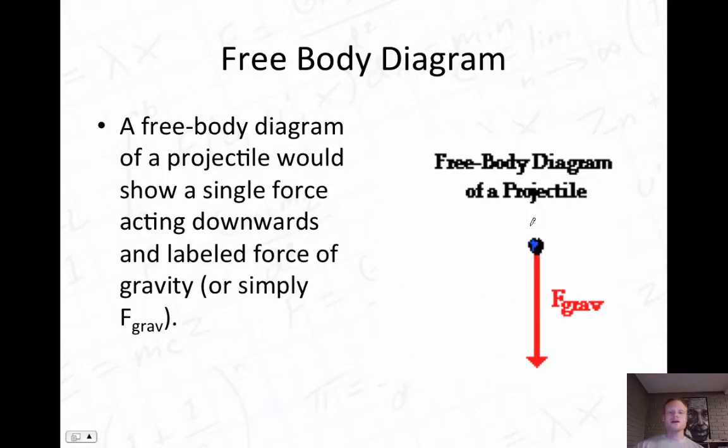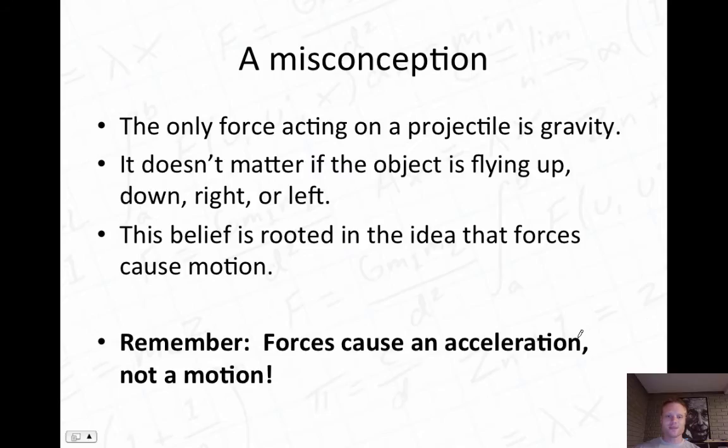The other beauty of projectile motion is that free body diagrams are super simple, because a free body diagram looks at all the forces that are interacting with this object. Since there's only one force, there's only one thing you need to draw, and it's always going to look like this. A free body diagram of a projectile: here is the object, and here is the only force acting on it, F grav, or the force of gravity, and that is going to be pulling it down.